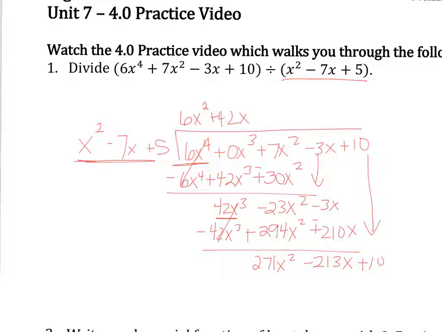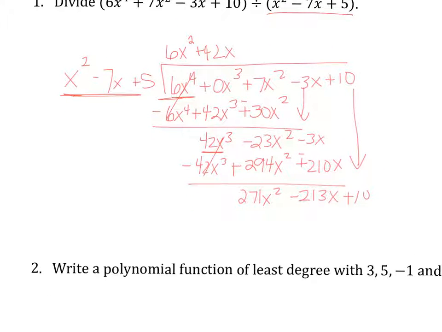Then the whole process starts over again. So we're going to start here. We're going to divide by x squared. It's going to give us 271. 271 times x squared is 271x squared. 271 times negative 7x is negative 1,897x. And 271 times 5 is positive 1,355. Then we're going to subtract, so we change all the signs.